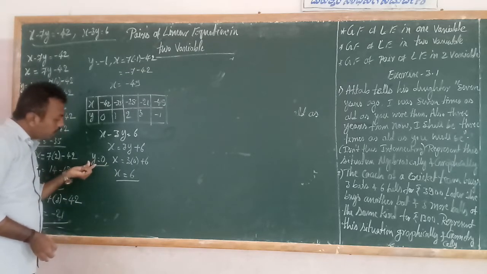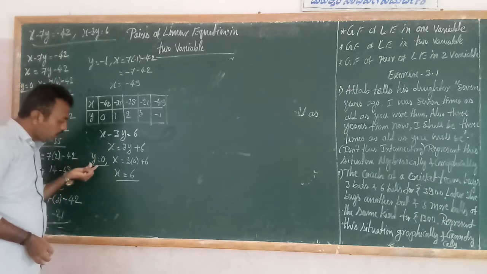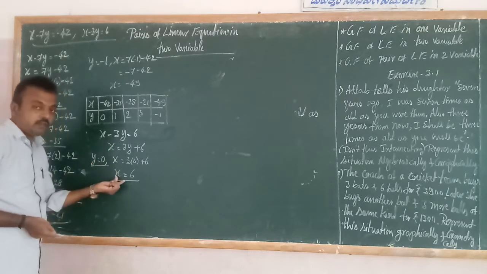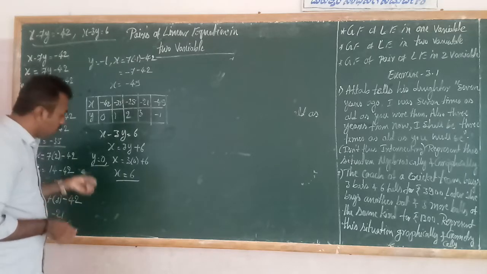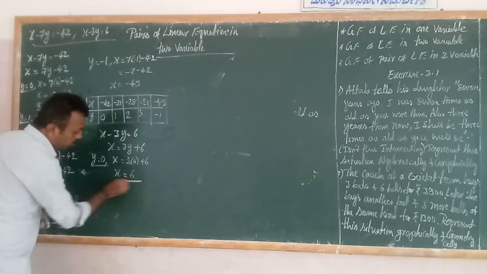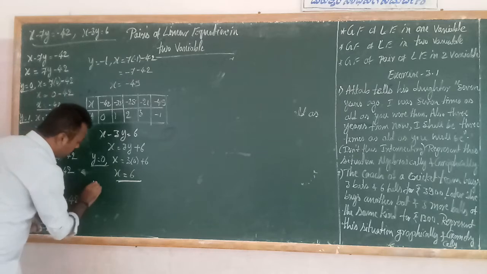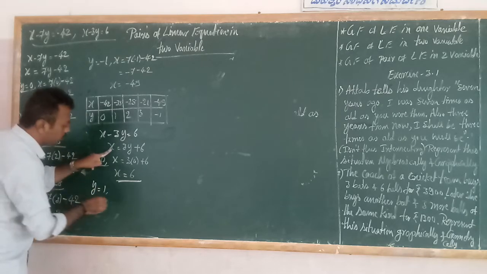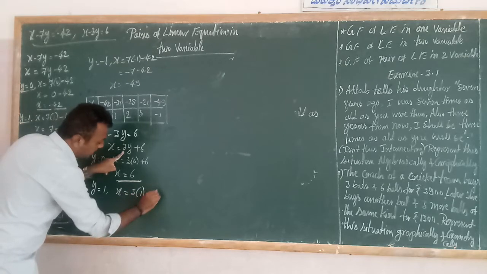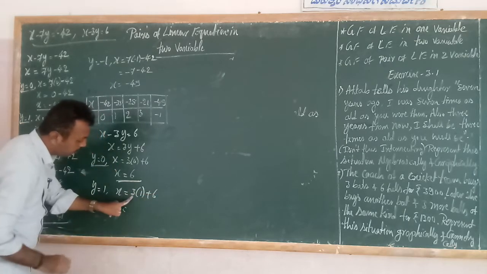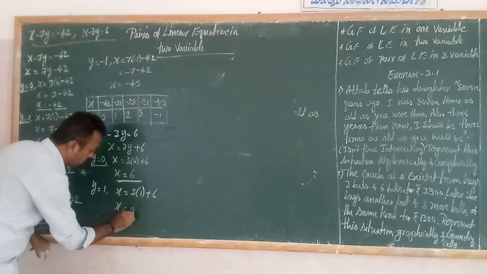Otherwise, if you are giving the x value, the y value will also come. Okay, both are possible. You can take any method. So next, y is equal to 1, I am giving. So what will the x value become? x is equal to 3 into 1 plus 6. So what is the x value? 3 ones are 3, 3 plus 6 will become 9.